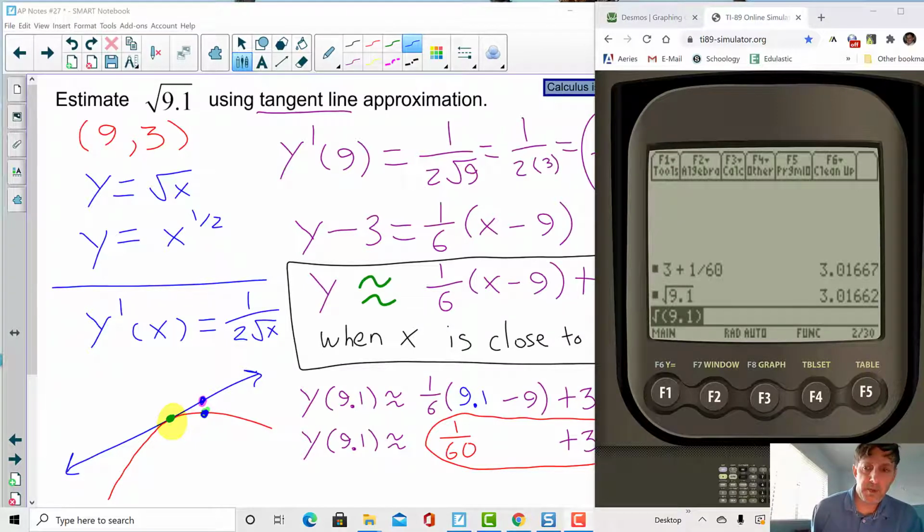Okay, I also want to point out that our estimate ended in a 7, where the real value ended in a 2. So our estimate was a little bit more, as we expected.